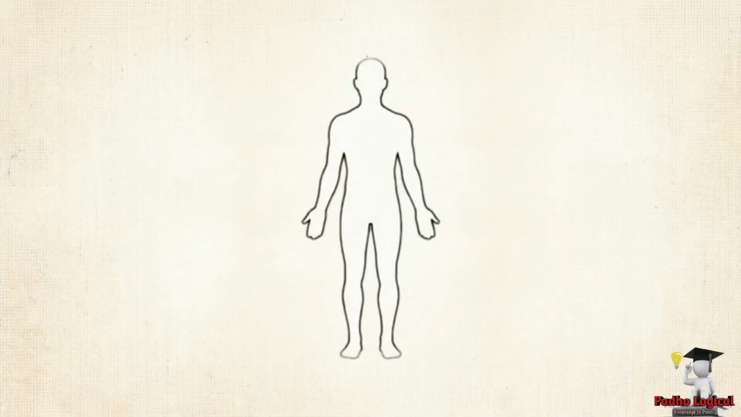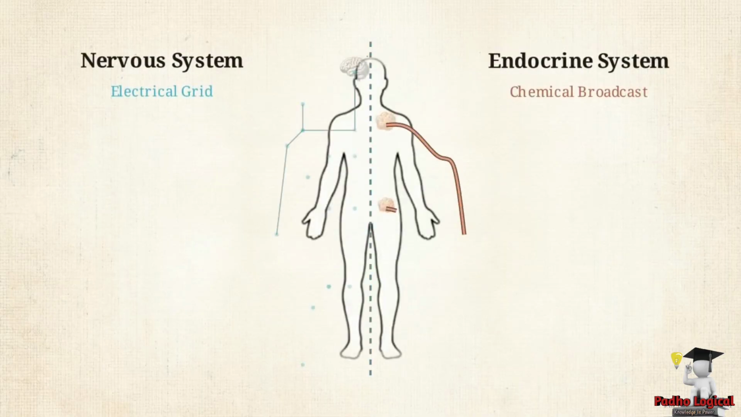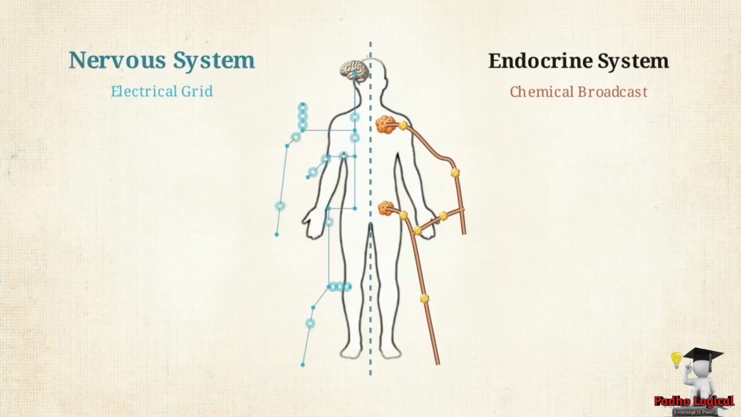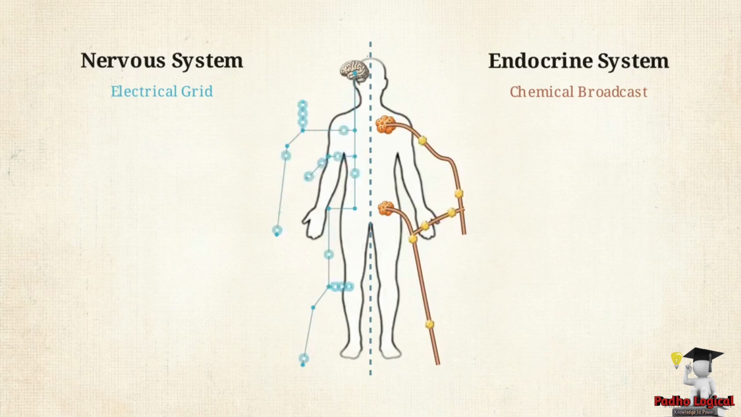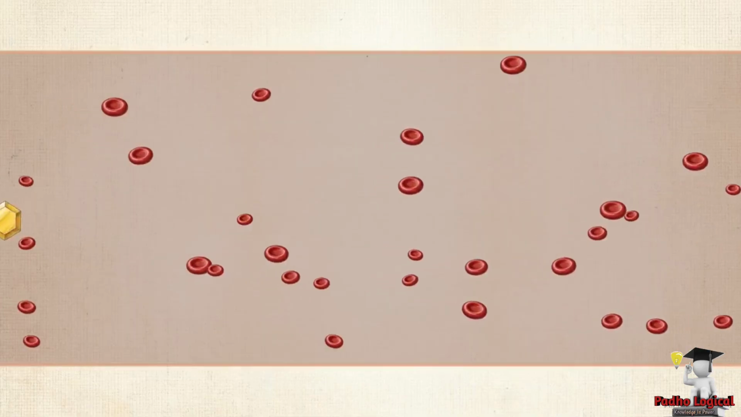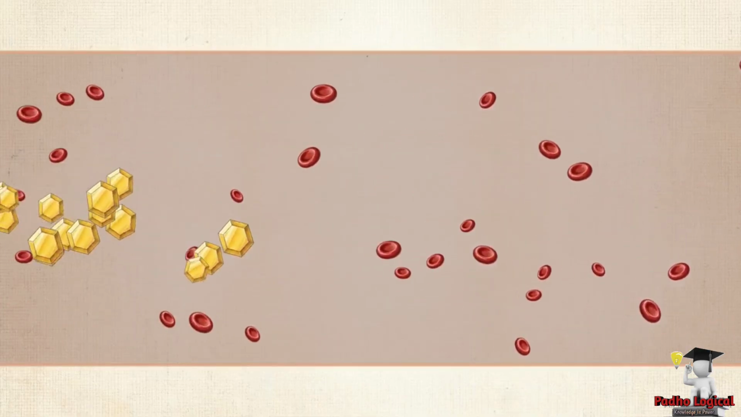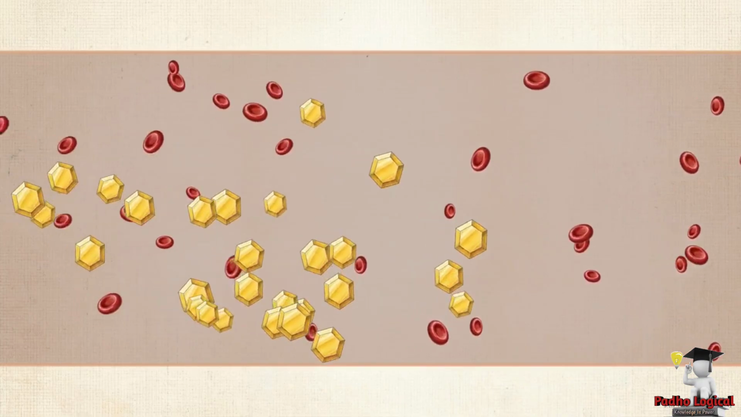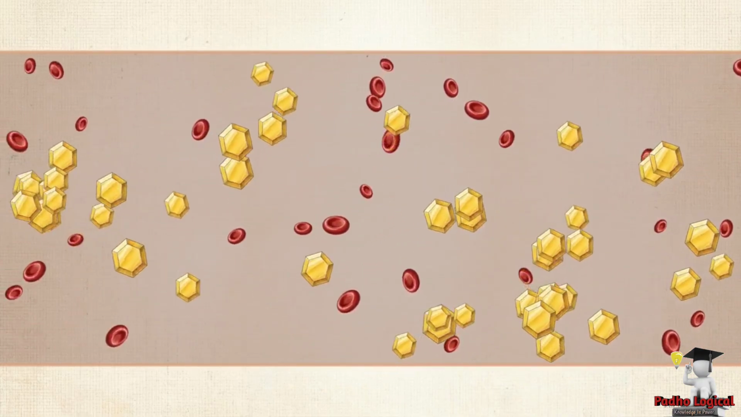To manage this constant stream of data, the human body runs two distinct communication networks. The first is the nervous system. It operates as a high-speed, point-to-point electrical grid designed for low-latency, immediate reactions. The second is the endocrine system. Rather than routing electrical signals down dedicated physical wires, it relies on a chemical broadcast network, releasing hormones into the bloodstream to trigger slower, persistent, system-wide adjustments.